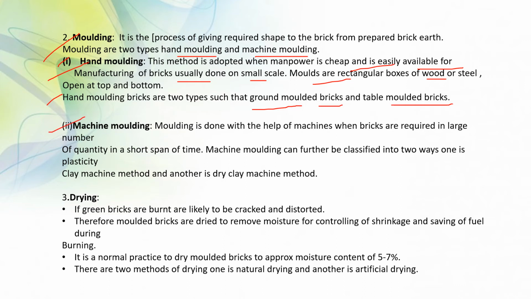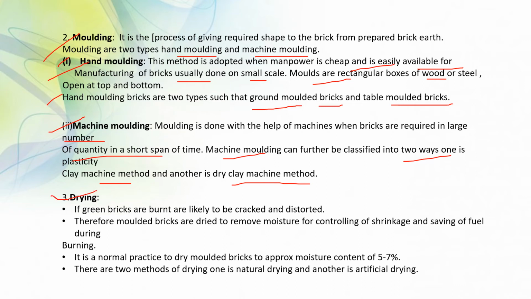Up next, what is machine molding? Molding is done with the help of a machine when bricks are required in large quantity in a short span of time. Machine molding can further be classified into two ways. One is the plastic clay machine method and another is the dry clay machine method.